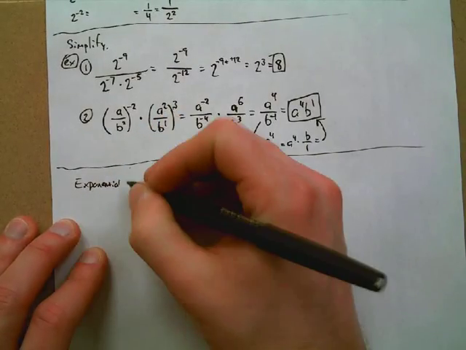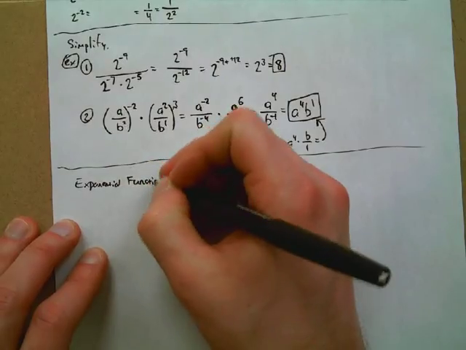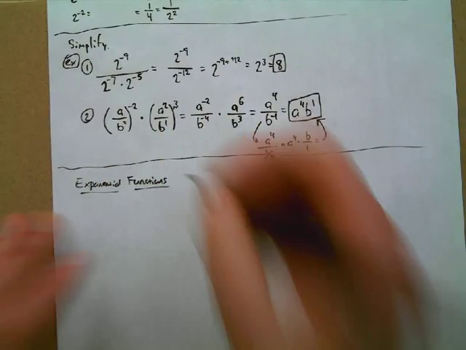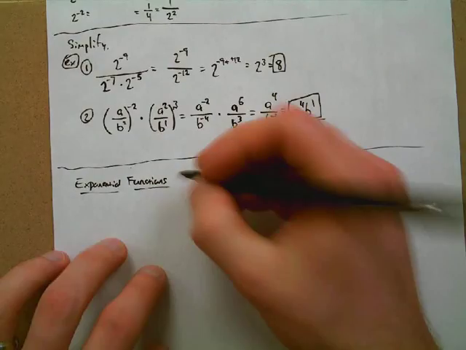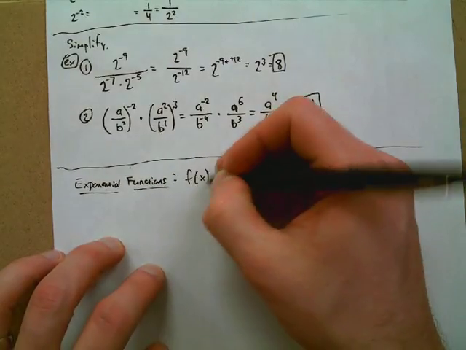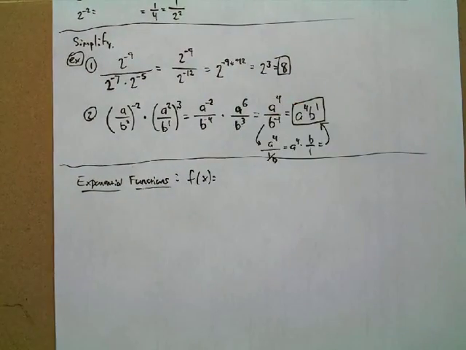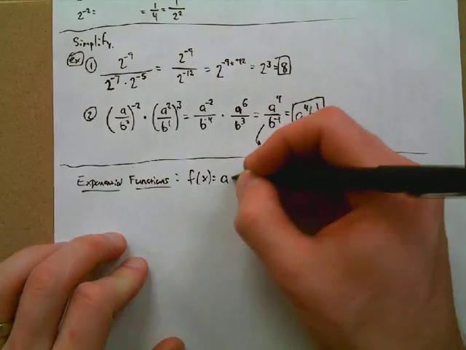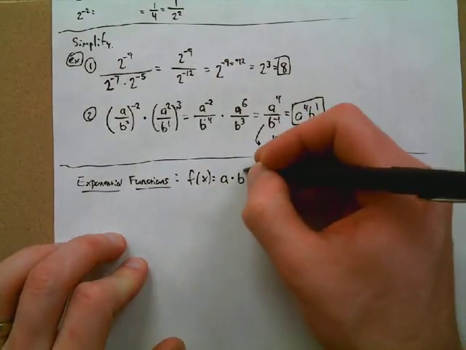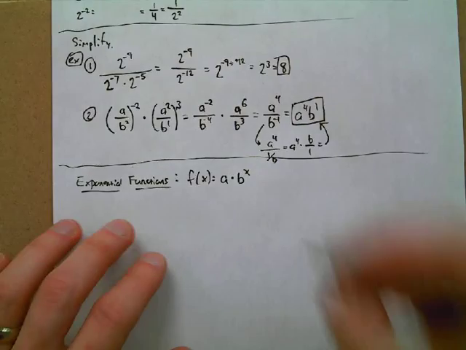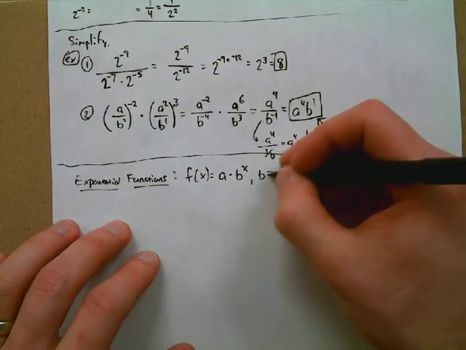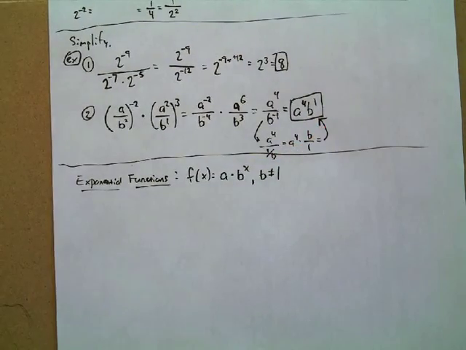Now we're going to talk about exponential functions. Okay. So we're going to define an exponential function to be f of x equal to a times b to the x power, where b is not equal to 1. Why, if we're talking about exponential functions, do we not want b to be 1? Why do we even say that?